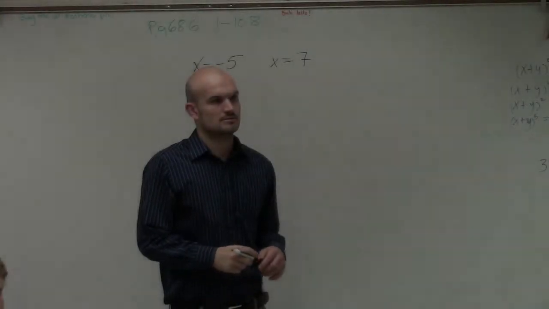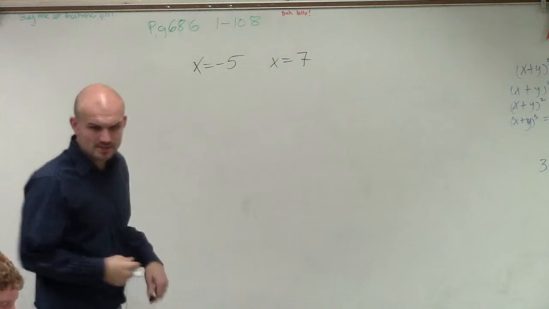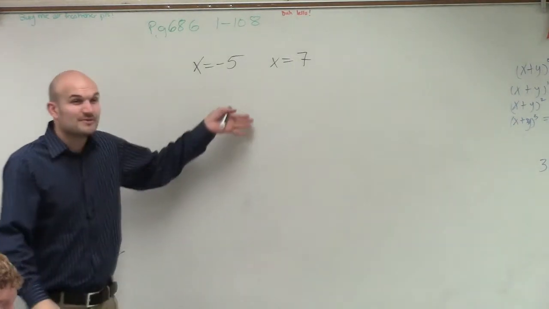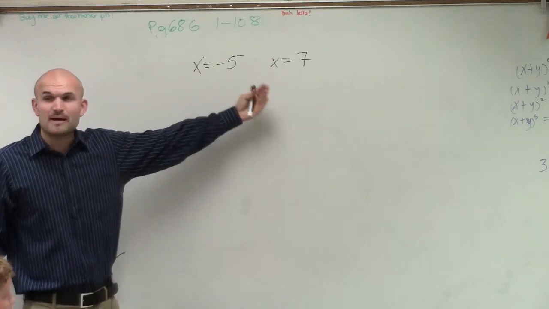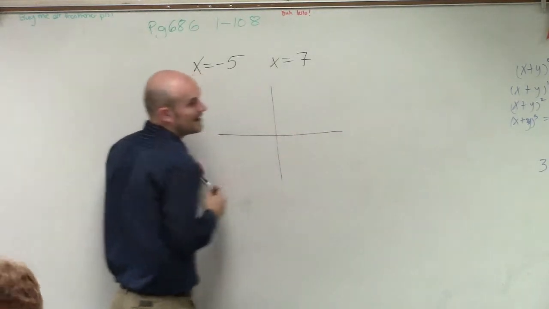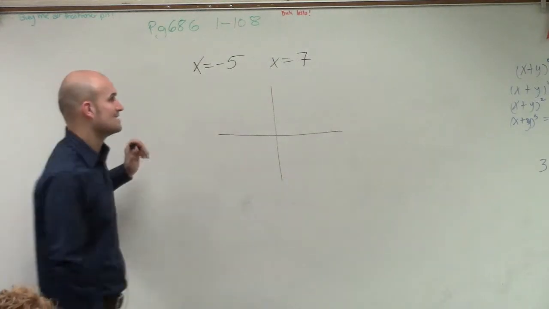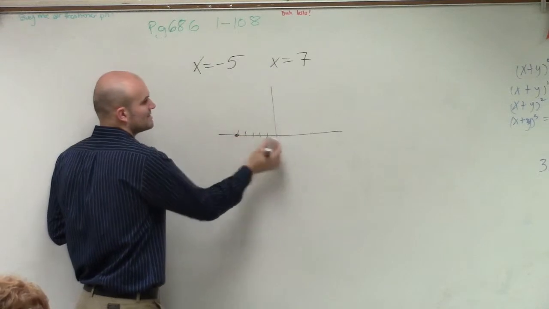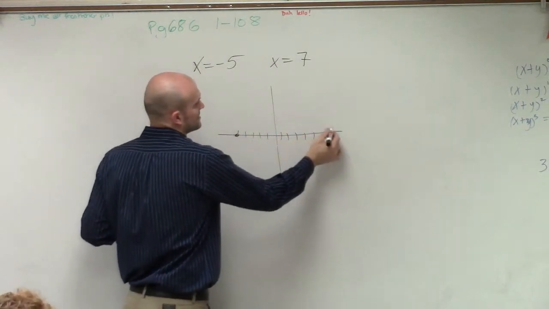Kendra? Okay. This was number 23. So in number 23, it says we have the zeros, right? And to remember what zeros are of a quadratic, the zeros are where your quadratic is going to cross your x-axis. So here we have negative 5, 1, 2, 3, 4, 5, and 7. 1, 2, 3, 4, 5, 6, 7.